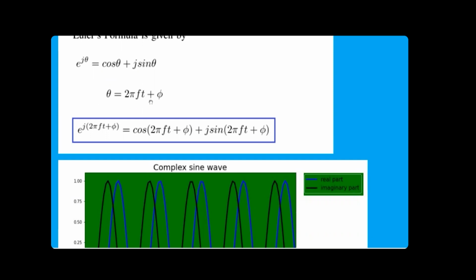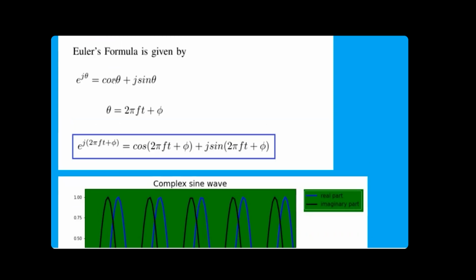plus phi, where f is the frequency of the complex sine wave and phi is the phase angle of the complex sine wave. By replacing theta with this value, we get the equation of a complex sine wave.